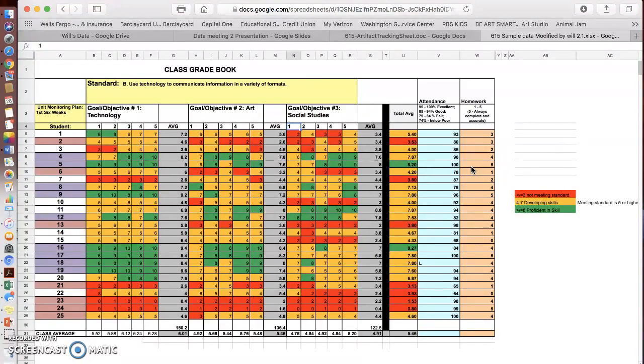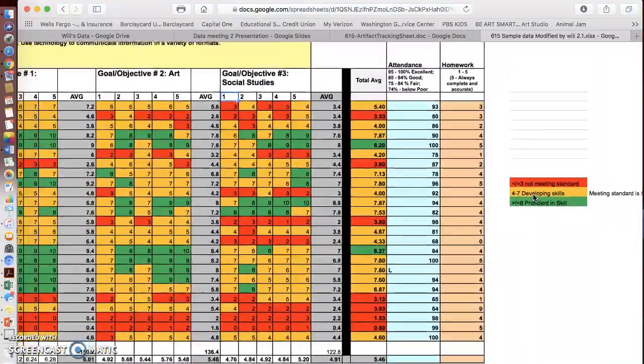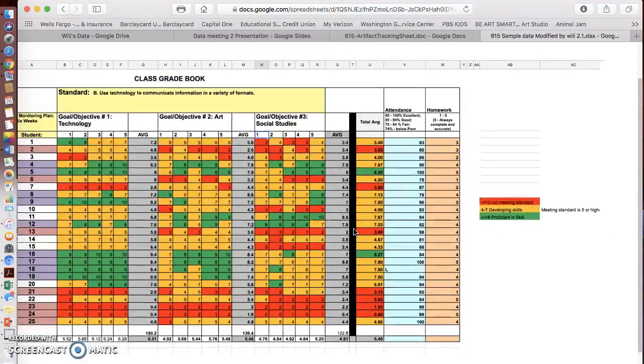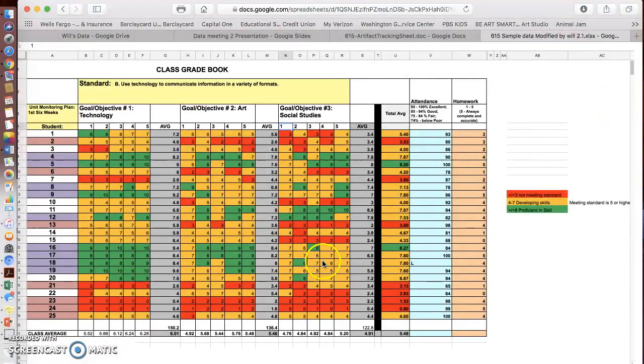The areas that are coded with red are basically students that are not meeting the standard. Students that are coded in orange are developing skills, and green represents proficiency in skills. So this was one of the ways that we were able to show how students were performing. Also, you can see students that have IEPs.